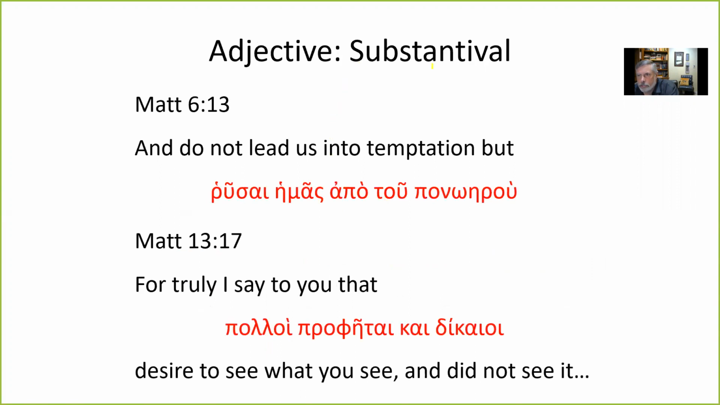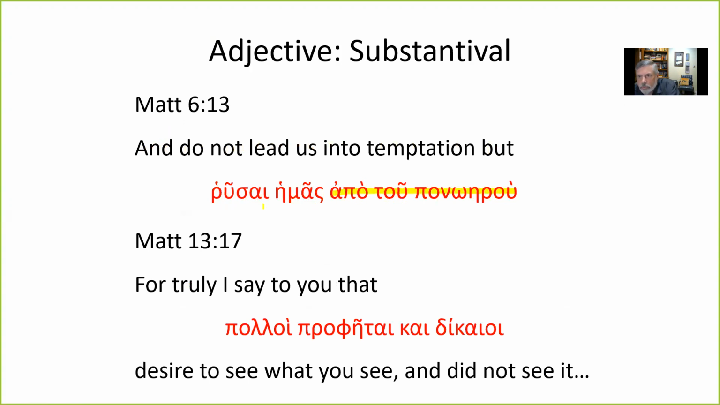So substantively, an adjective can function as a subject or as a substantival, as a noun. It can stand in place of the noun. And so when Jesus is teaching the disciples to pray, as they had requested, like John's disciples, I don't refer to this as the Lord's Prayer. The Lord's Prayer is in John 17. Here he's teaching them how to pray. And he says, and do not lead us into temptation, but, here's our rough breathing, hrusai hemas, apo tou ponerou. There's our prepositional phrase.